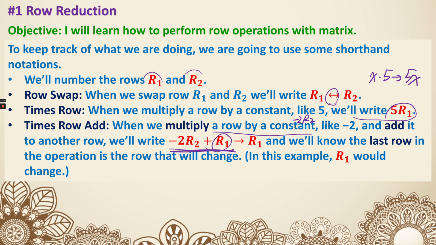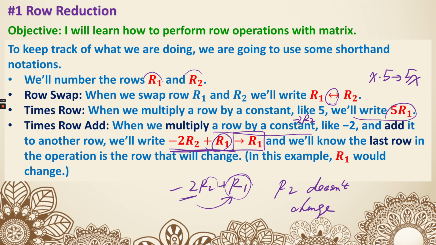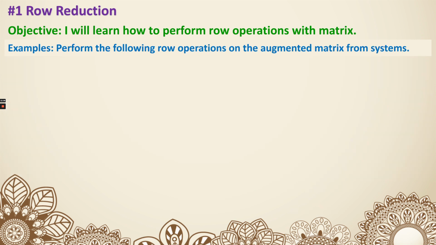So again, this is our operation. Sometimes you will see an arrow, which also indicates that you are changing R1, or you may not see that. You may just have -2R2 plus R1. No matter what, the last row that is mentioned in there is going to be the row that you are changing. So to translate into words, you're going to use row 2 multiplied by -2, then add it onto row 1. So my row 2 does not change. That is very important. Now let's see these operations in a few examples.